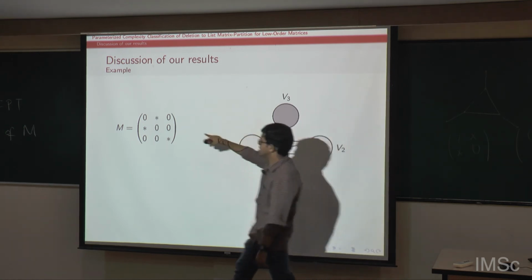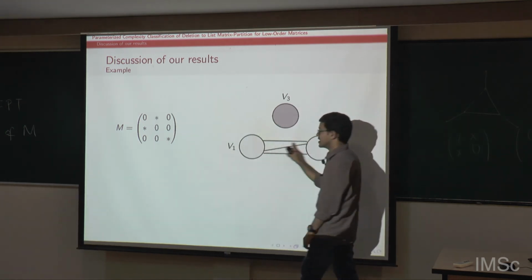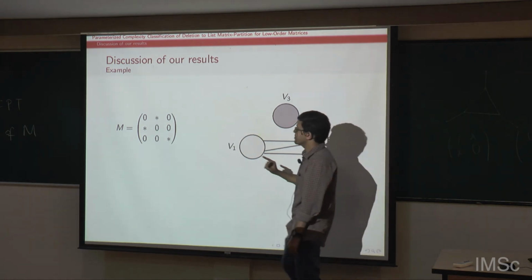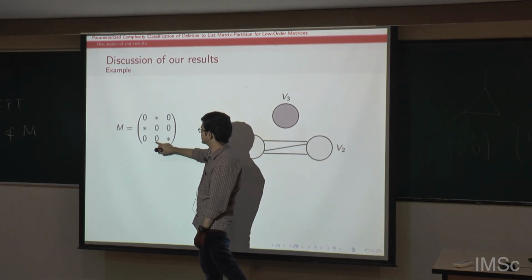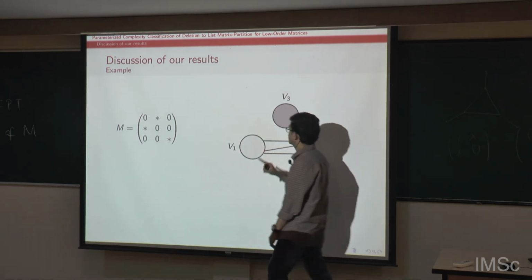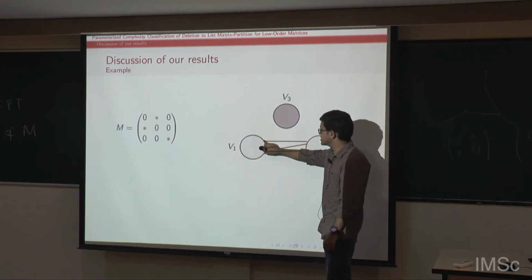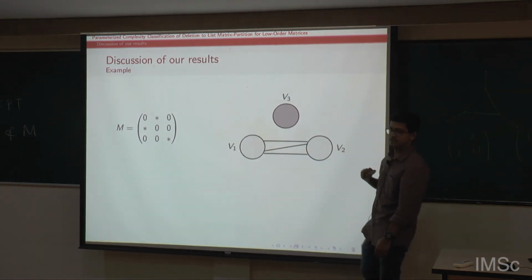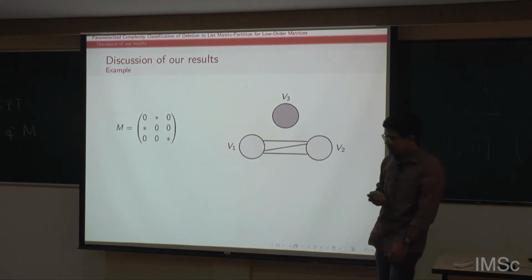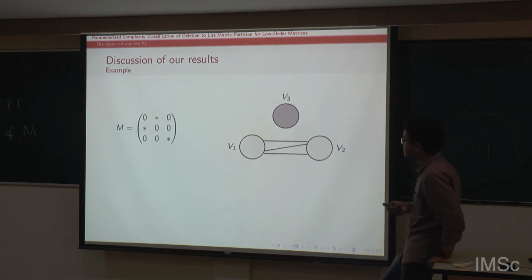Okay, 1, 2 is a star, so we don't care about this adjacency, but 1, 3 and 2, 3 are stars, so there should not be any edge between this and this, or this and this. Okay, so let's see how we solve this problem.